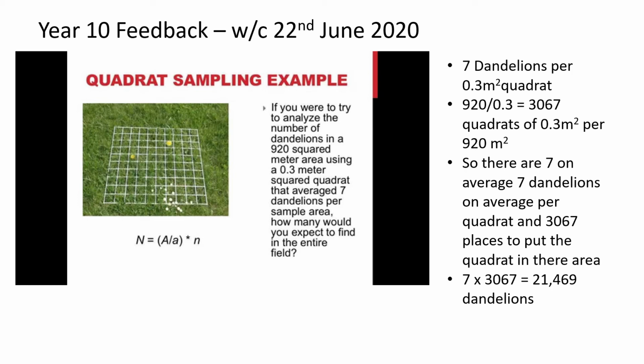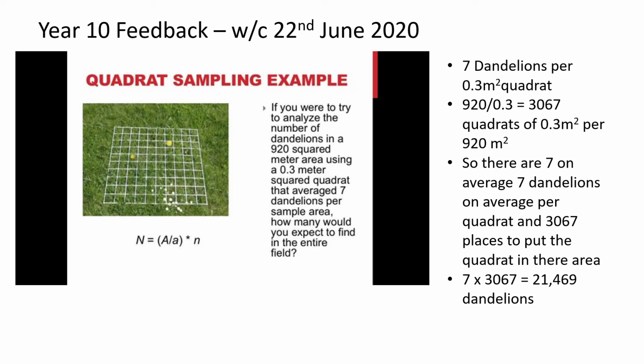the quadrat within that area, we can come up with an estimate of how many dandelions there are in that total area. And that is purely the 7 dandelions multiplied by the 3067. Gives you roughly 21,469 dandelions, and that is an example of how to do one of these questions.